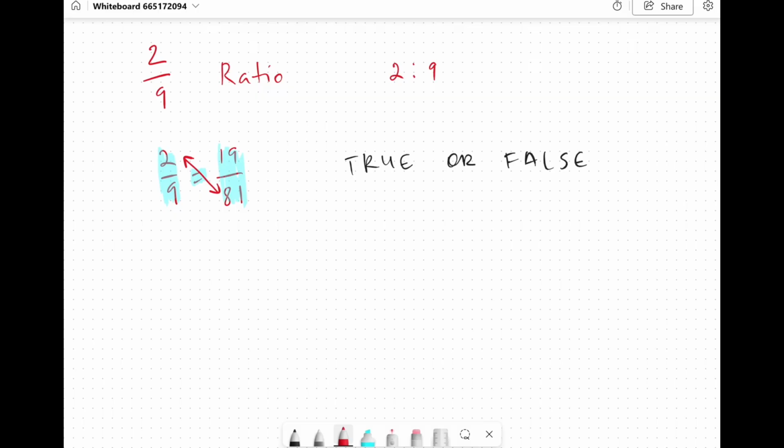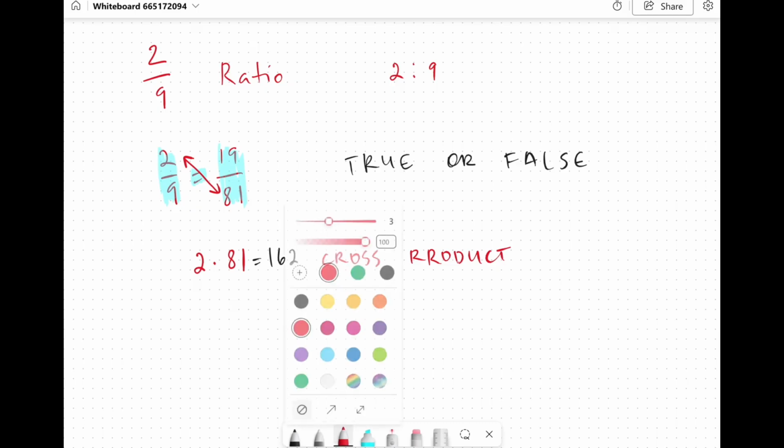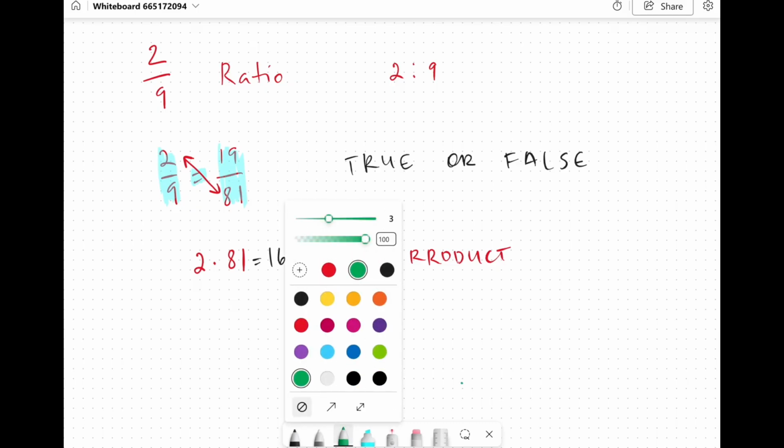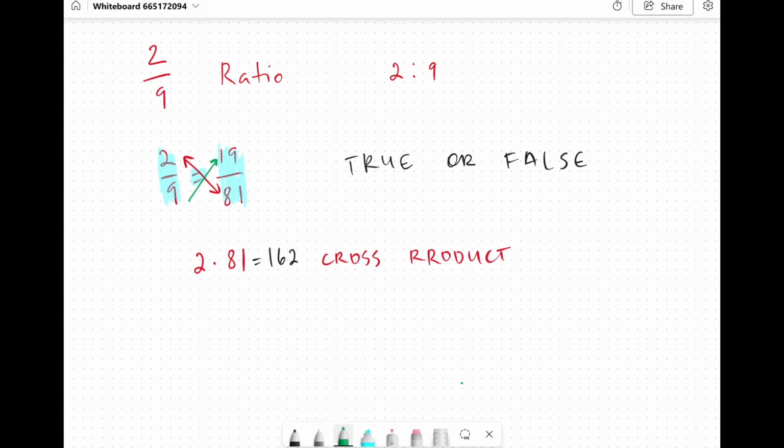In this case, your first cross product is the multiplication of 2 by 81. So 2 times 81 is your first cross product. 2 times 81 is equal to 162. Now let's find the second cross product, and that would be the multiplication of 9 by 19. 9 times 19. That is 171, and that is your second cross product from this proportion.